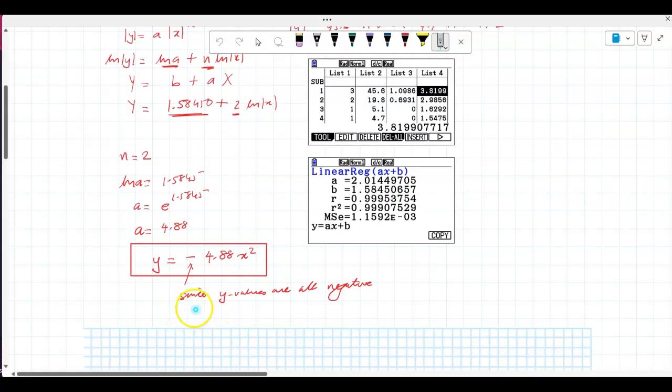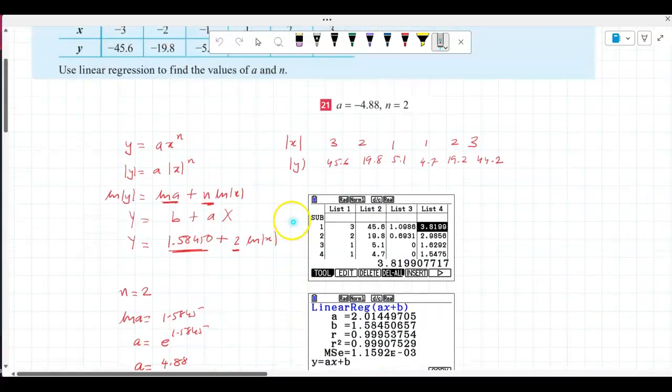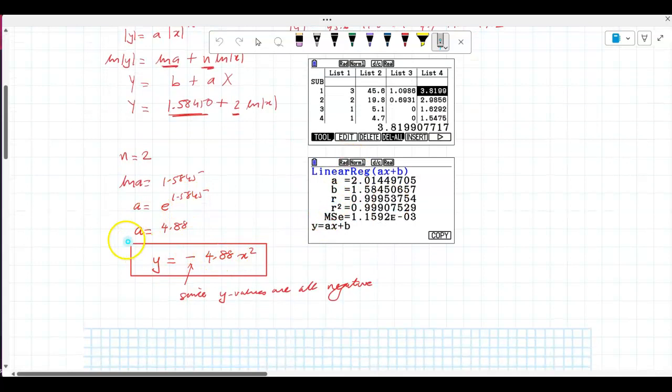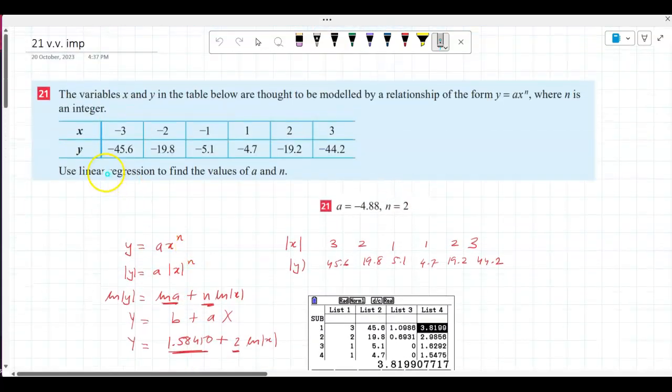Since all the y values are negative, in the end you put a minus sign back. Don't forget this. This is the most important step. Since all the values are negative in y, your a won't be negative, but at the end you put it back, because you're removing the negative sign. Now this is very important.